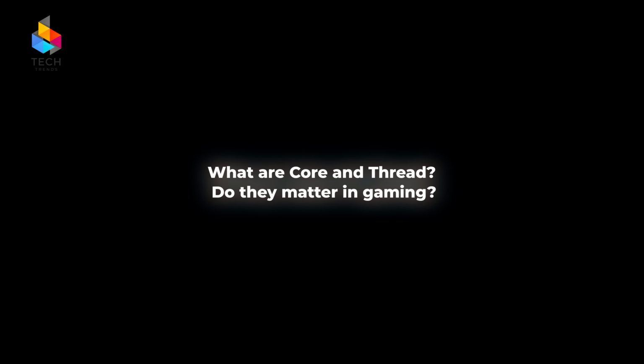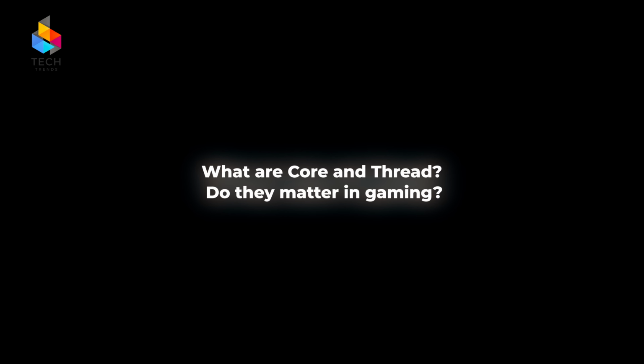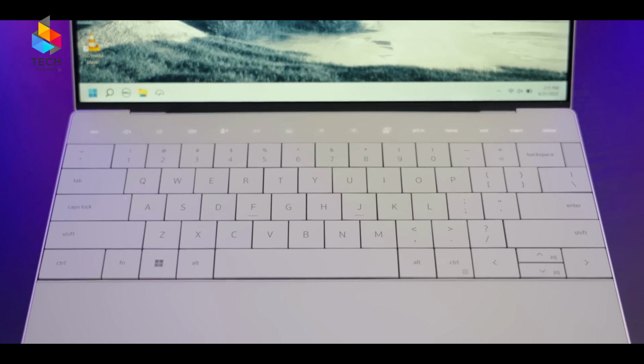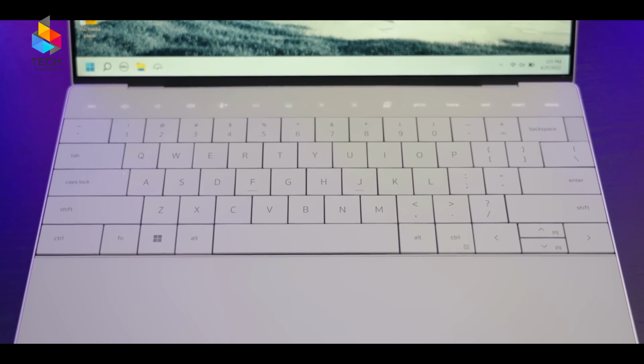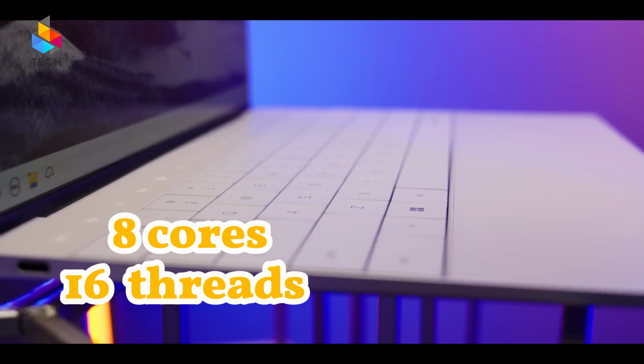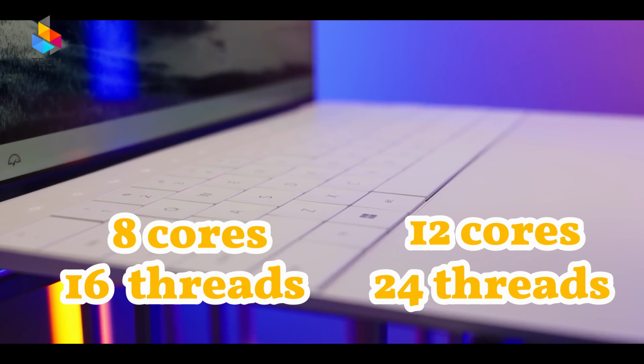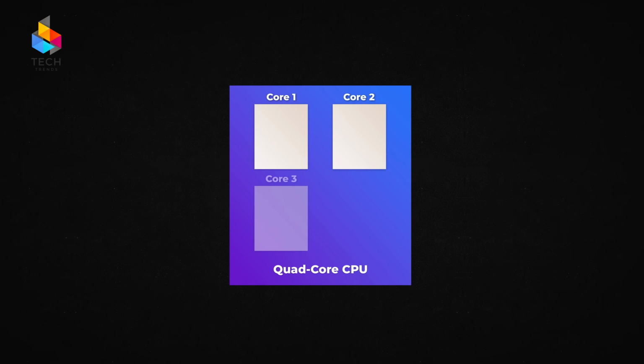What are cores and threads? Do they matter in gaming? If you've ever looked at the specifications of a certain CPU, you'll notice terms like 8 cores, 16 threads, or 12 cores, 24 threads. A core is a subunit of a CPU.